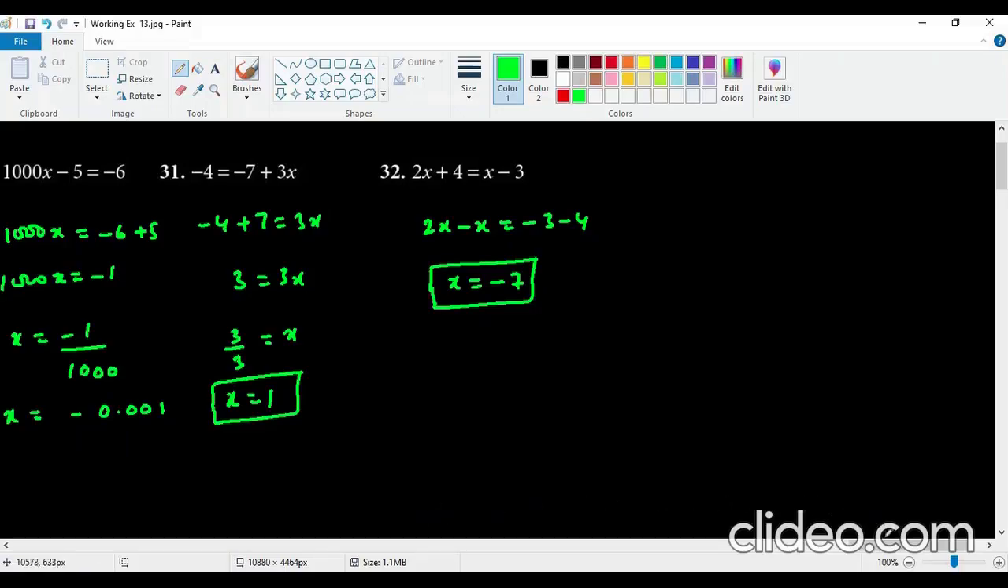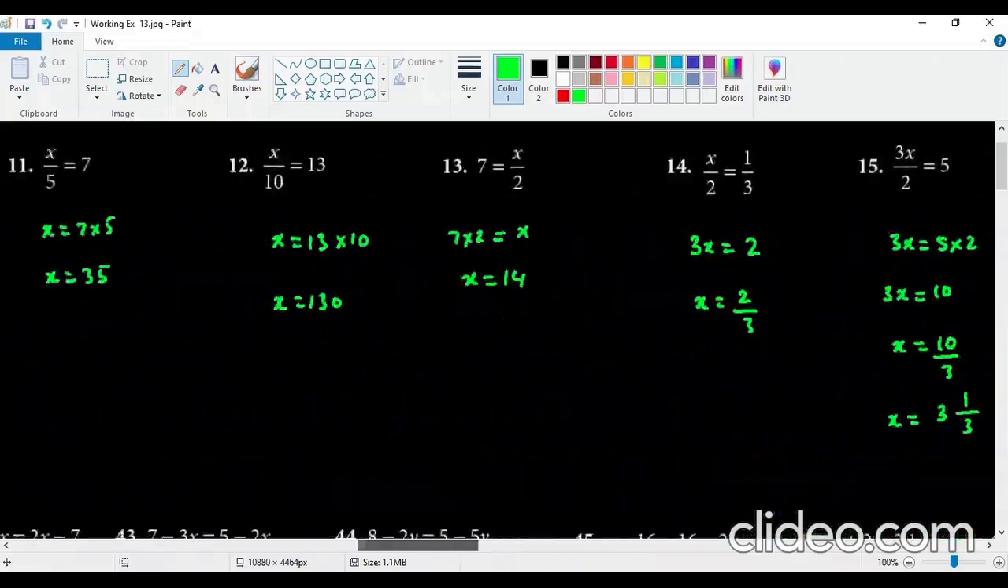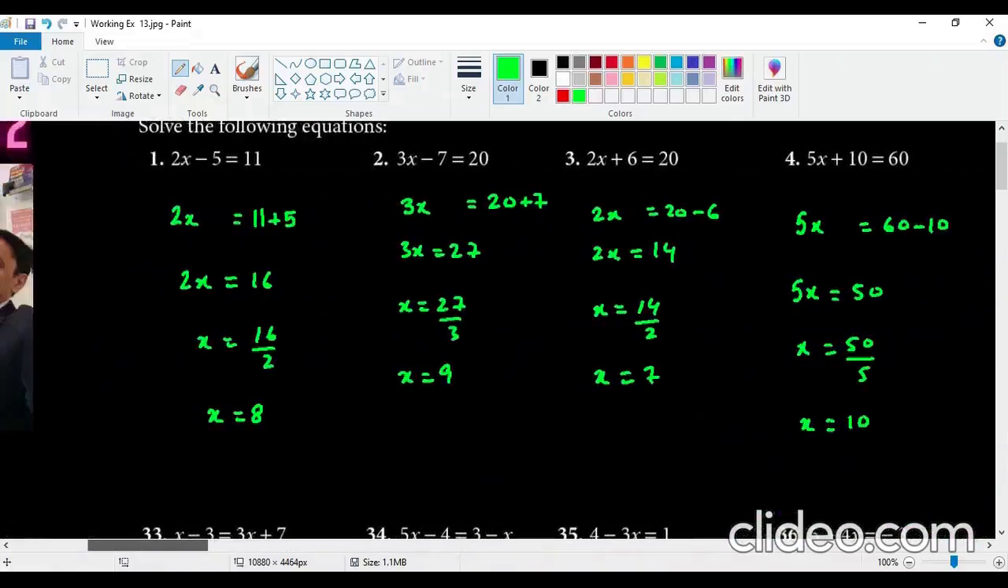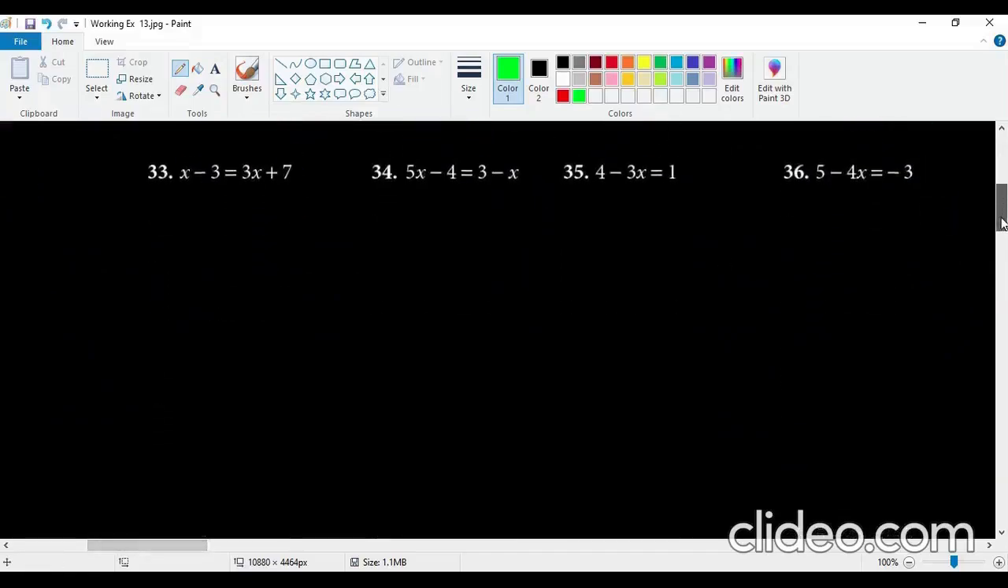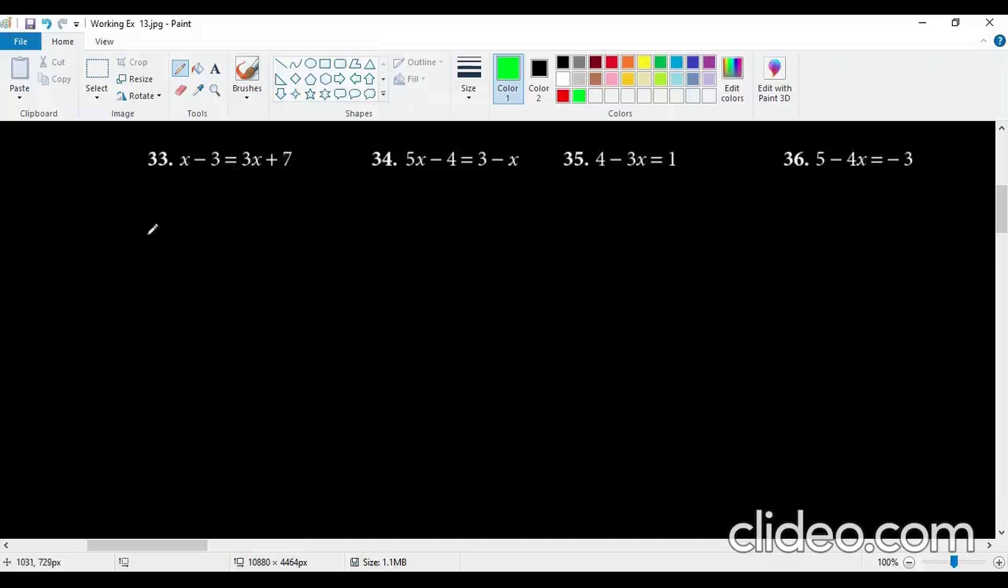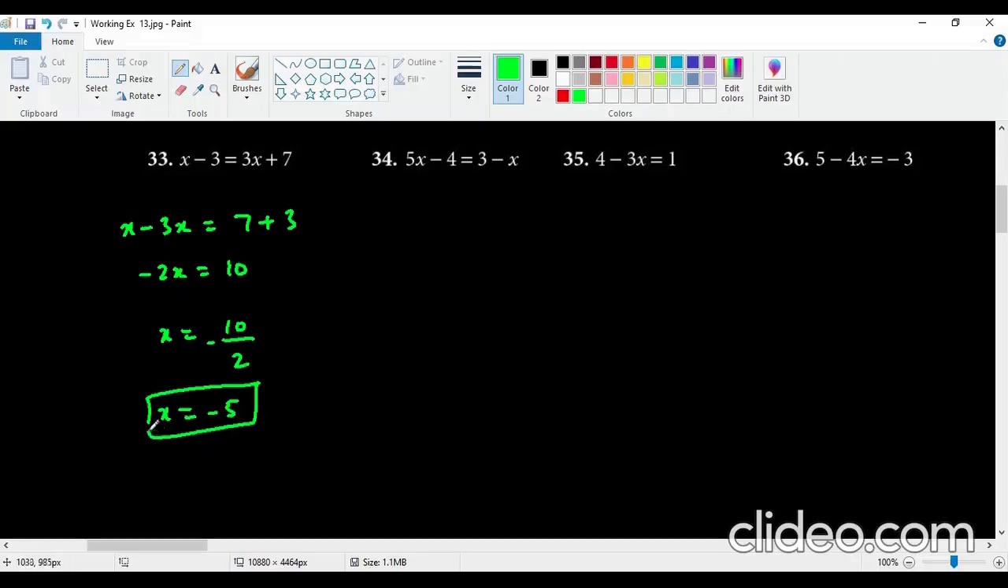When it comes to question number 33, which is over here somewhere, we can find, yes, in here, same thing, like terms should be kept together. And this is going to be x minus 3x equals 7 plus 3. This plus 3 becomes a negative 3x, and minus 3 will become a plus 3x. That means negative 2x equals 10, and x equals 10 over negative 2. That means x equals negative 5 is the answer for this question number 33.